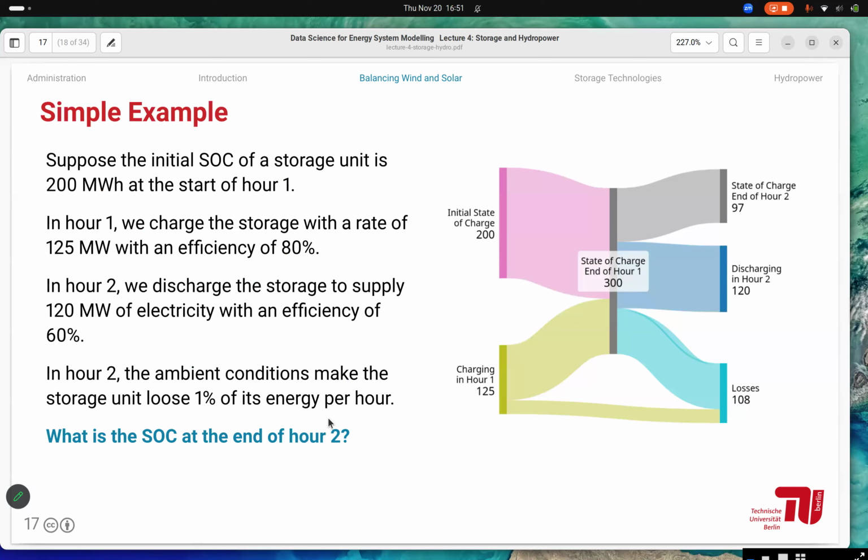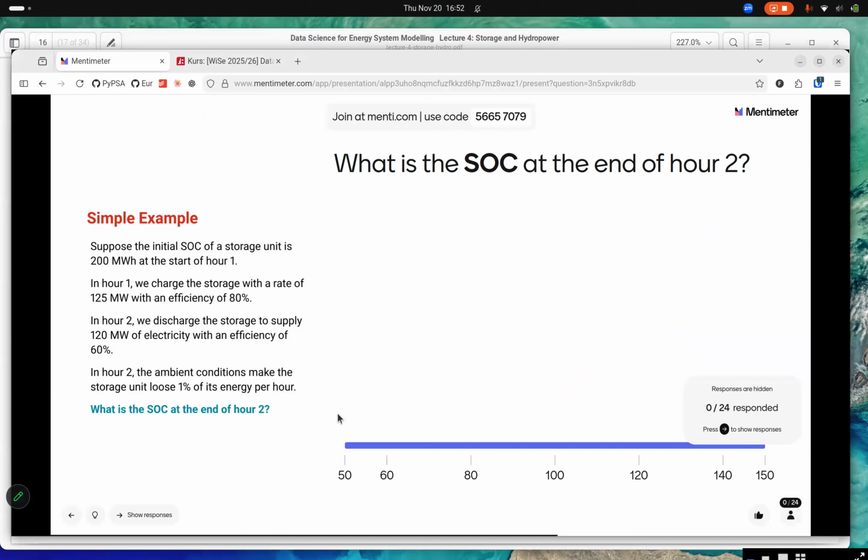Okay, so I thought maybe we do a concrete example, or you do a concrete example. Let's see. So I removed the solution, or I left it in and tried to quickly switch. But we have a storage, and we know that at the start of hour 1, we're looking at 2 hours in total. We have a state of charge of 200 megawatt hours. So you have some energy already in the storage.